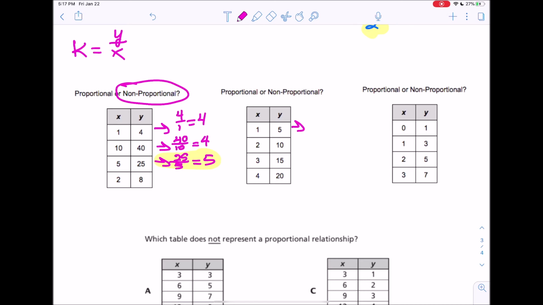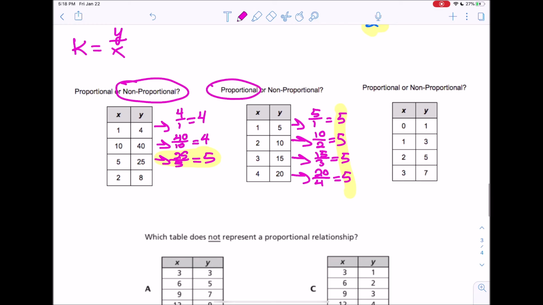We have 5 divided by 1, which equals 5. 10 divided by 2, which equals 5. 15 divided by 3, which equals 5. And 20 divided by 4, which also equals 5. Okay, these are all the same, so it's good. It's proportional. All right, let's take a look at the next one.